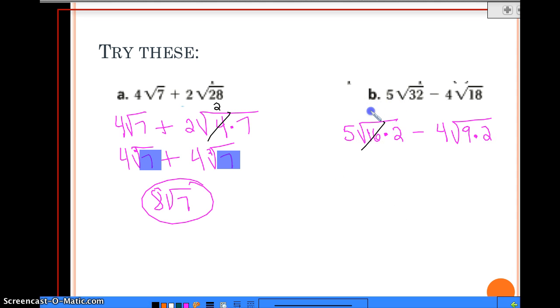Square root of 16 is 4. Square root of 9 is 3. Multiply that out by the leading coefficient. 4 times 5 is 20. Root 2 minus 12 root 2. They are like radicands. They have the same radicand and same index of 2. 20 root 2 minus 12 root 2 is 8 root 2.